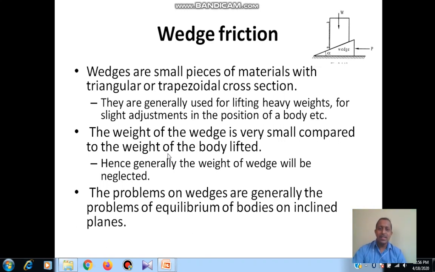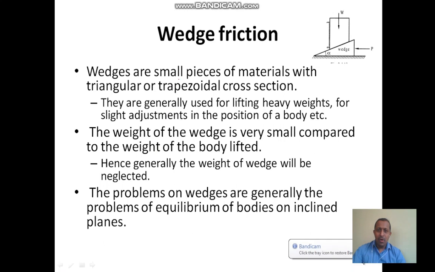In this session, let us discuss wedge friction. Let us see what is a wedge. Wedges are small pieces of material, triangular or trapezoidal in cross section, and they are used for lifting heavy weights or for slight adjustments in the position of bodies.